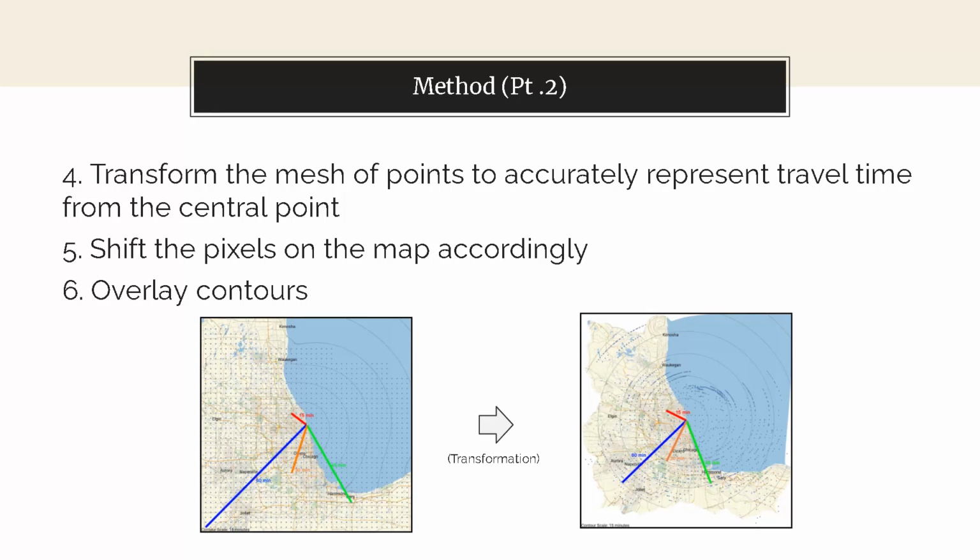We'll move the pixels that correspond to those geographic coordinates through the transformation of the Euclidean points, and we'll normalize those so that the contours are concentric circles around the central point. Looking at the map on the left, you'll see it's just your standard map with the points overlaid, and on the right, we transform the map so that it represents travel time instead of physical distance accurately.